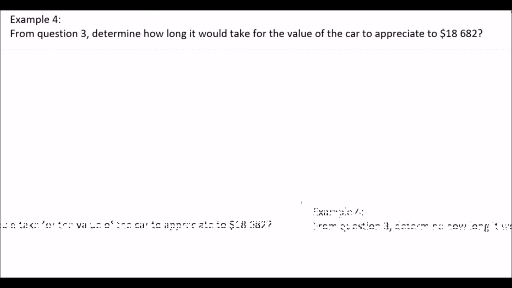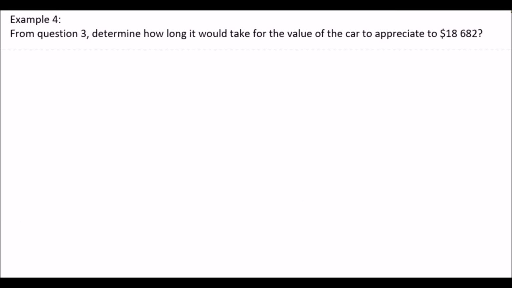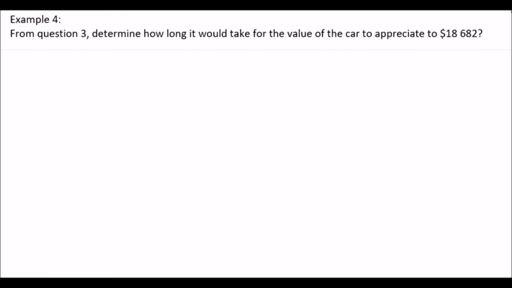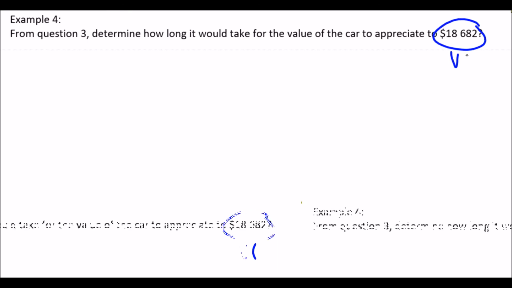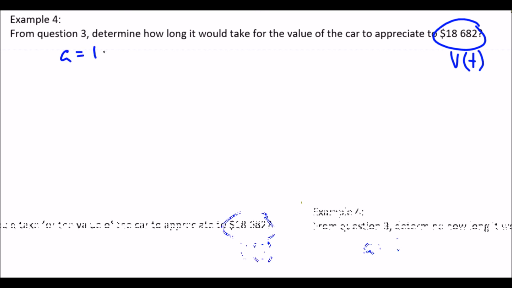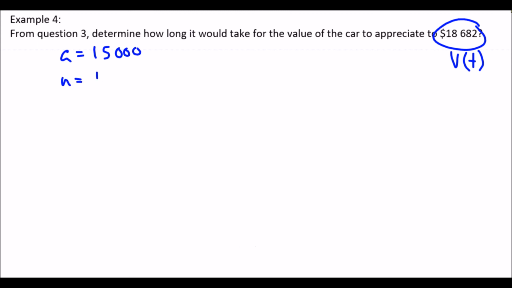Last example. Here we go. From question 3, determine how long it will take for the value of the car to appreciate to 18,683. So right here, this is my V of t. My A is still 15,000. My N will still be 1.05. So how long? How long? So here I'm going to solve for t. All right, let's do it.